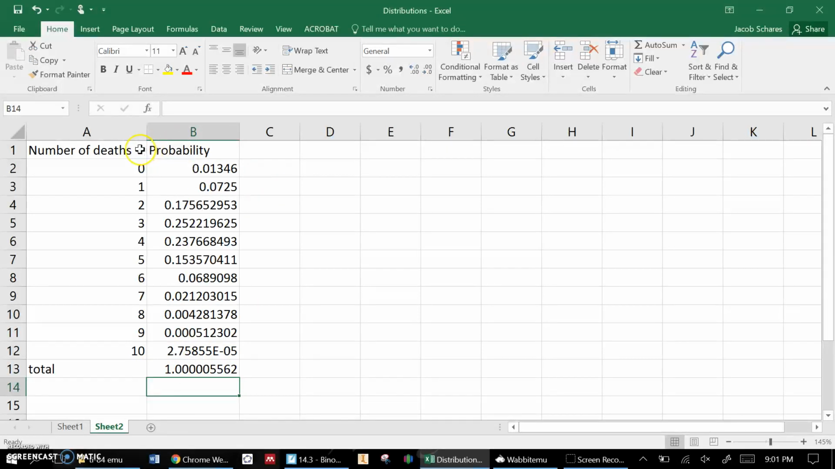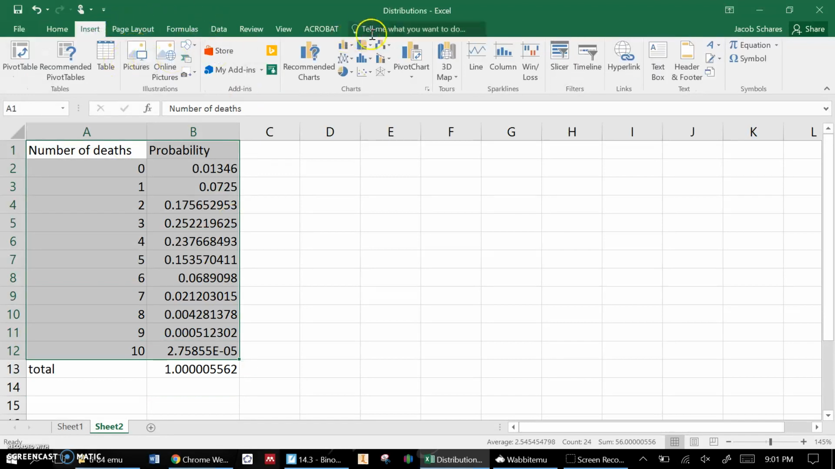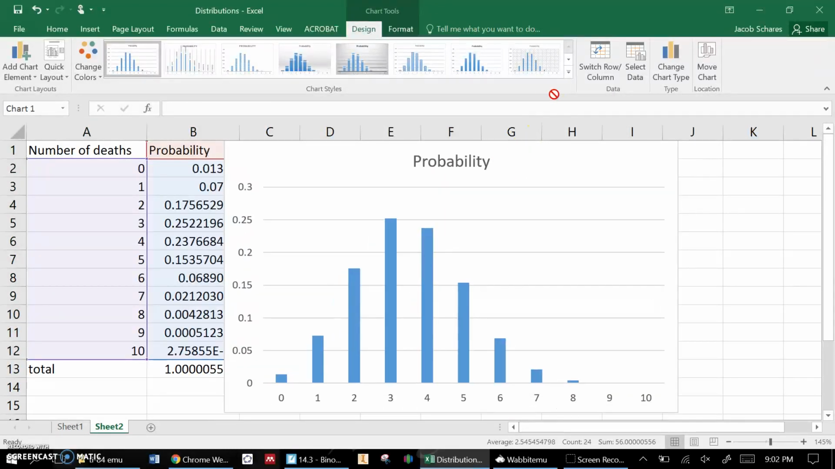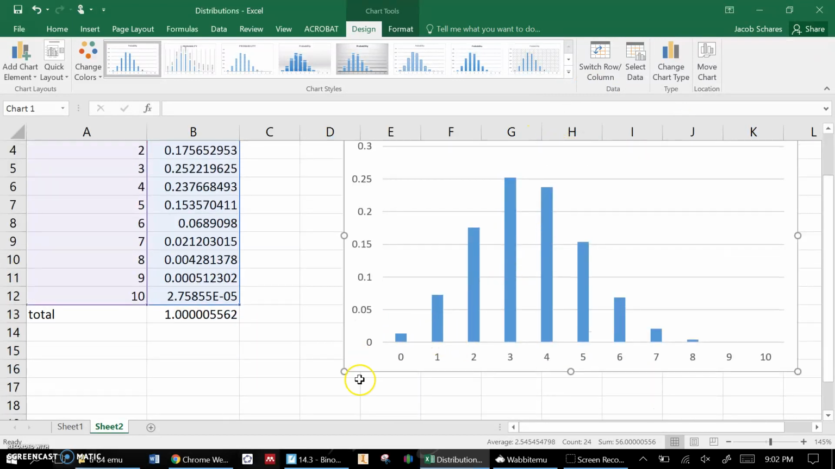So the last thing we're going to do here is just go ahead and graph this. So we'll insert our chart right there. And you'll see we've got probability graphed. So there's a small chance that nobody dies, and our peak chance here is that 3 people die. Again, if we have a 35% chance that they die, it would make sense that out of 10, somewhere in the neighborhood of 3 or 4 is what we would expect. Those are the most likely.